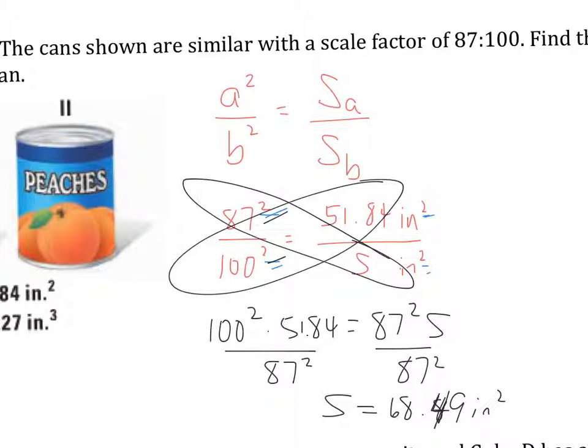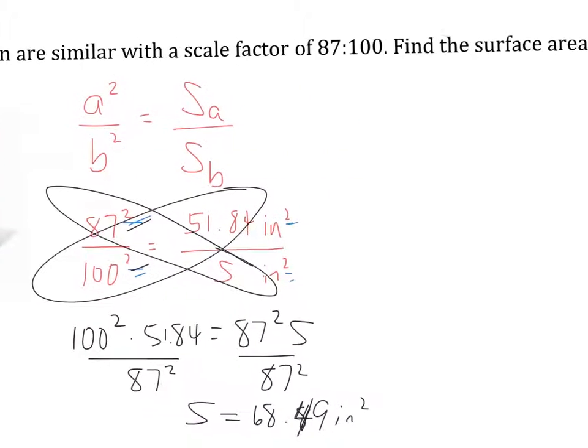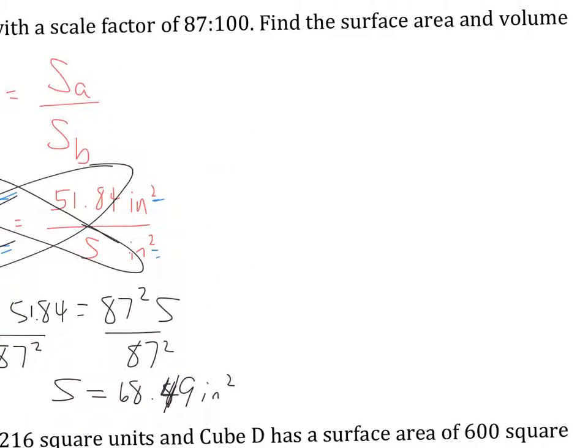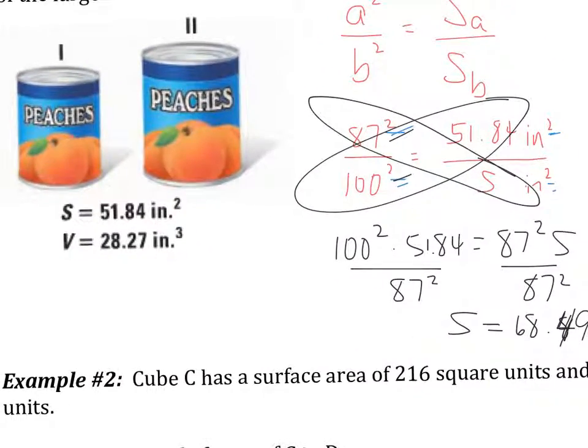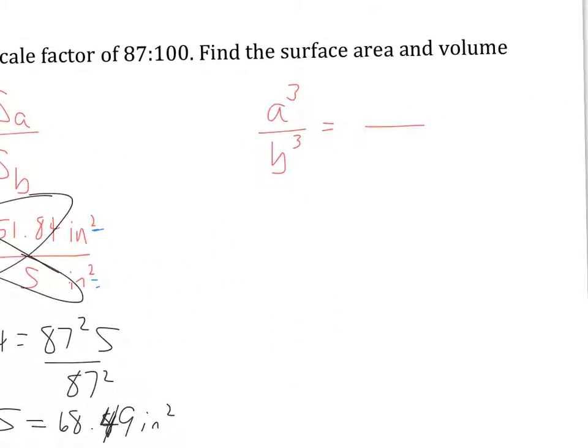The key concept here is, again, making sure that you square and square on your scale factor. All right, so for the second part, we got to find the missing volume. So we're going to do A cubed is to B cubed as the volume of the smaller can, 28.27 inches cubed, over the volume, which is also going to be inches cubed. Again, make sure you got cube, cube, cube, cube.